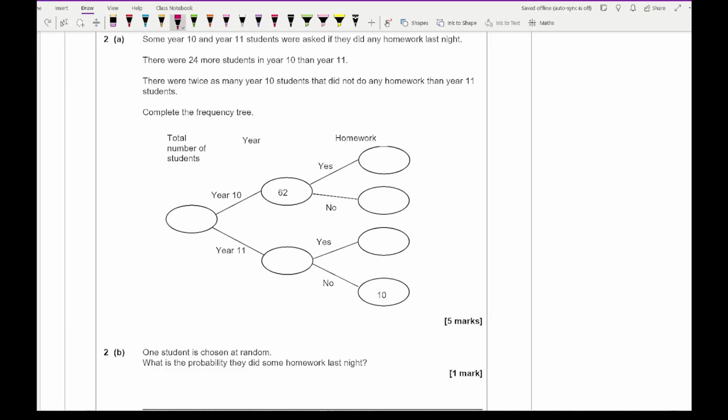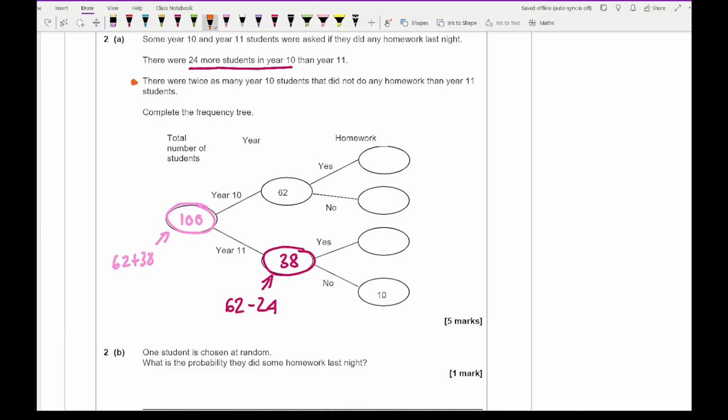So first things first, we can see that in the bit of information it tells us that we've got 24 more students in year 10 than year 11. So to work out this number here, I've got to do 62 take away the 24, which gives me an answer of 38. Then from this, what I can then do is work out what the grand total is by doing 62 plus 38, which is 100. Then from this, what I've then got to do is use this information here.